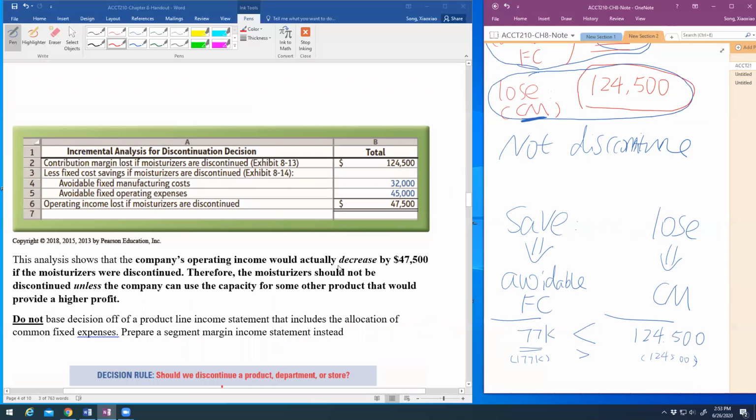So let's look at your textbook. How does it tell us? It shows the contribution margin lost, so we will lose 124,500. Fixed cost saving, so we will save 77,000. So in total, if we discontinue the product, we will lose 47,500 of operating income. Your operating income will actually decrease by 47,500, so you should not discontinue it.